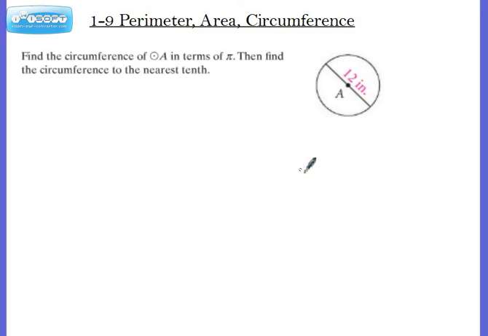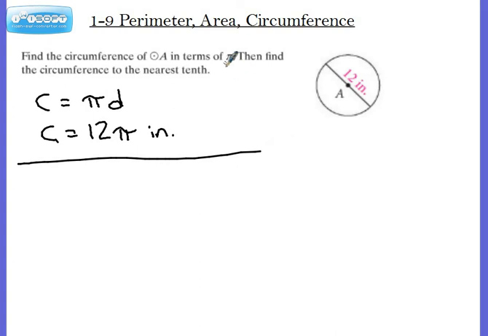This problem here, we want to find the circumference of circle A in terms of pi, and then we're going to find the circumference to the nearest tenth. Well, the first one there, we want to find it in terms of pi, so the circumference is equal to pi times d. And I'm going to switch the order of this just because usually we like to have the numbers out in front of any symbols. The diameter is 12 inches, so it's 12 times pi. So the circumference is 12 times pi inches. Well, that's our first answer because they just wanted it in terms of pi.